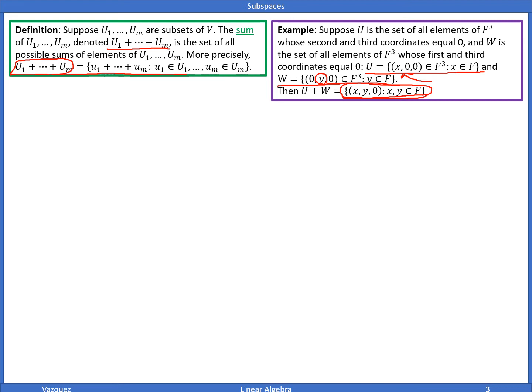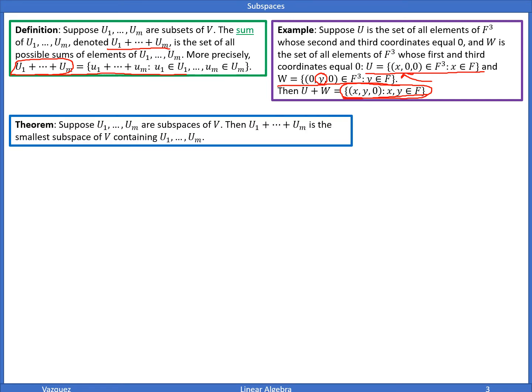Okay, now we go on to a theorem that says, suppose U1 all the way to UM are subspaces of V. Well, then the sum U1 plus dot dot dot all the way to UM is the smallest subspace of V containing U1 all the way to UM. And again, this proof has, I guess, two steps. I'll point them out, but it's a pretty straightforward proof.